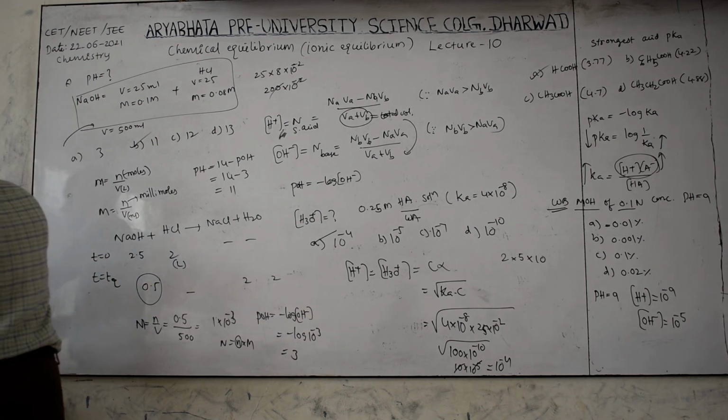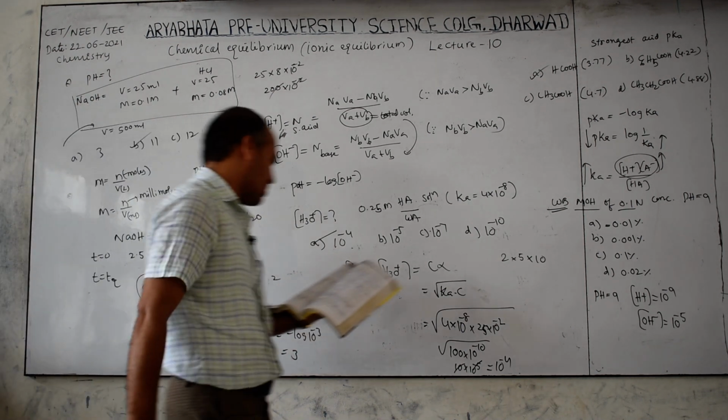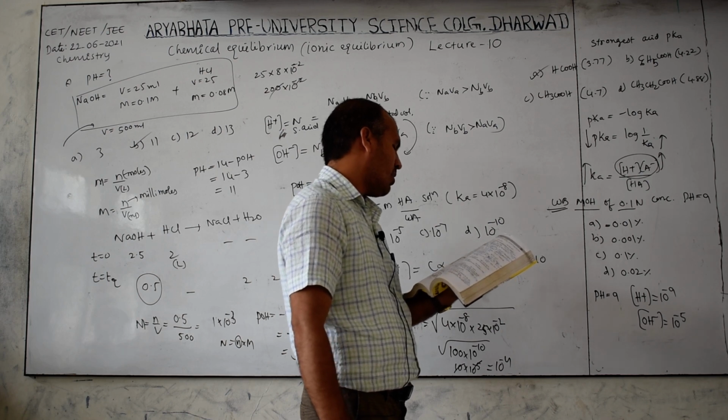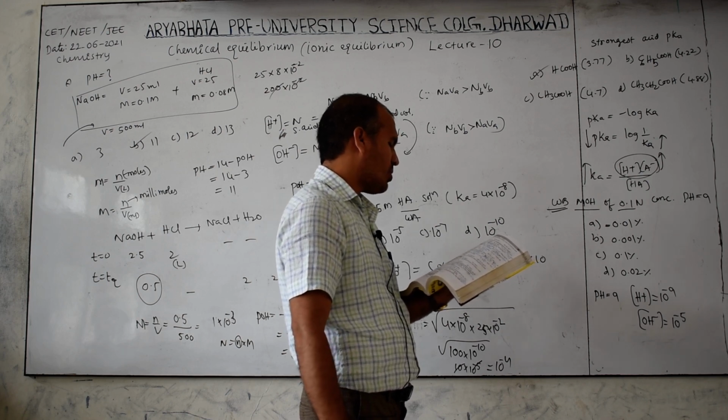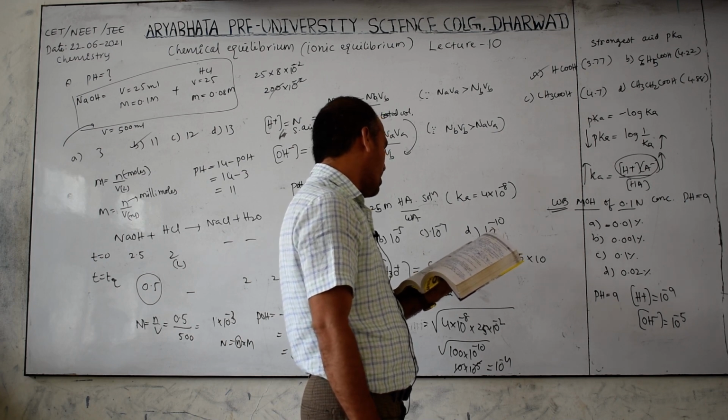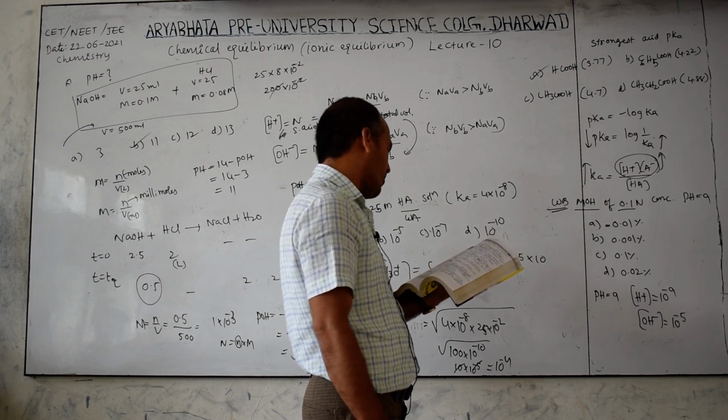One minute. Is an acid given or a base given? Once again I will check and read the question. A weak base MOH of 0.1 N concentration shows a pH value of 9. What is the percentage degree of ionization of acid?